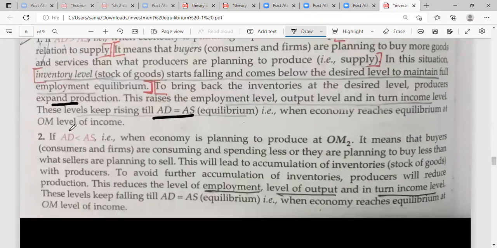And similarly, when your AD is less than AS, this means that buyers are planning to buy less, but producers are planning to supply more, right? So he is planning to sell more. So now what he will do, he will stop his production. Earlier he was expanding his production, but now nobody is demanding, so he will stop the production. Because of this, there will be less employment, less level of output, and income will be less. And he will keep this situation till your AD becomes equal to AS. Clear?